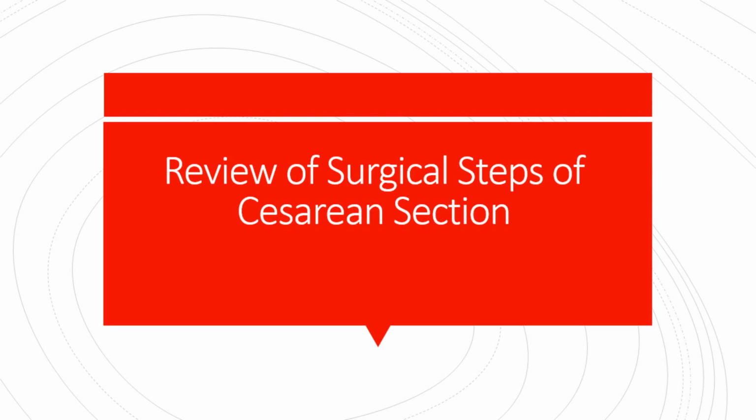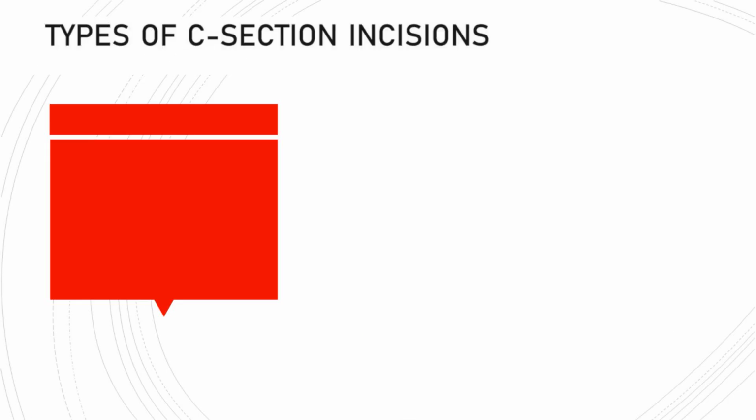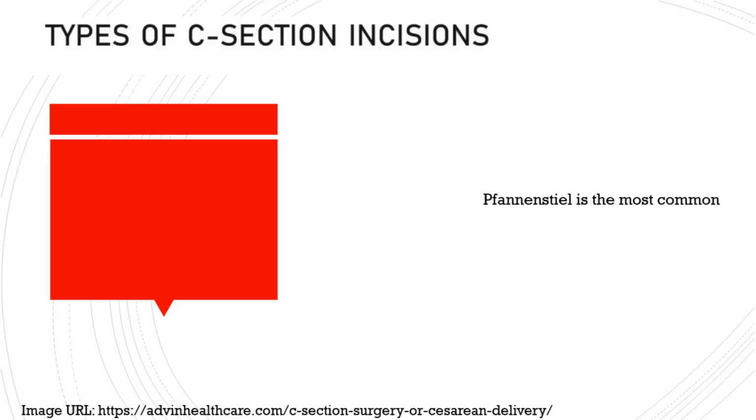Let's discuss the key surgical steps involved in a cesarean section. Each step is crucial for ensuring the safety and success of the procedure. The surgical procedure begins with an incision in the abdominal wall. This step is critical for visualizing and accessing internal organs.